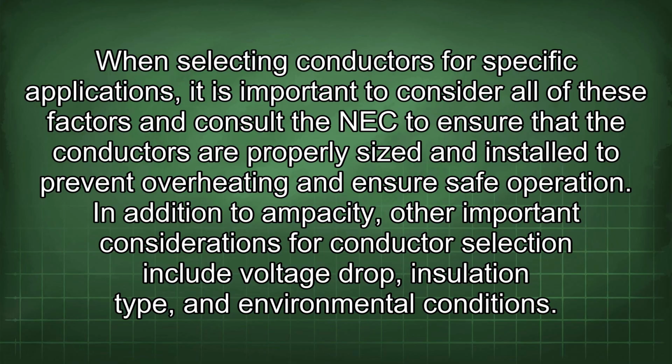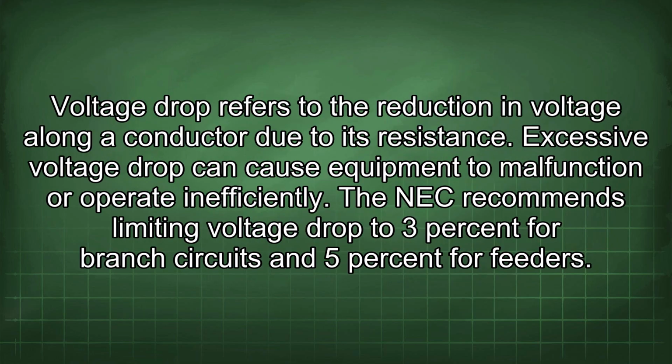In addition to ampacity, other important considerations for conductor selection include voltage drop, insulation type, and environmental conditions. Voltage drop refers to the reduction in voltage along a conductor due to its resistance. Excessive voltage drop can cause equipment to malfunction or operate inefficiently. The NEC recommends limiting voltage drop to 3% for branch circuits and 5% for feeders.